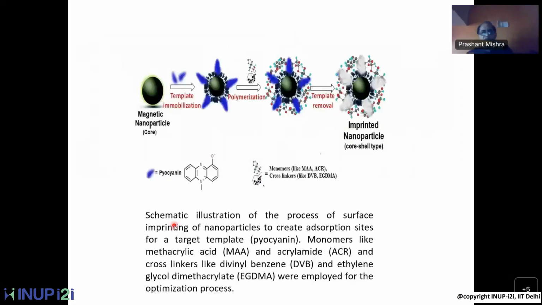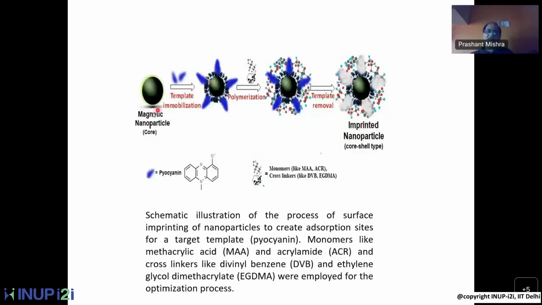Then coming to the part which I have just discussed, that MIPs, molecularly imprinted polymers, are a tool for new generation biosensors. Here I'm showing you one of the methods where MIP has been made and then characterized by FTIR. So here, for example, you can take a magnetic nanoparticle, you do polymerization, and after polymerization, you can remove the template for which you have made this. And then once you do that, you have an imprinted nanomaterial or nanoparticle which has been formed.